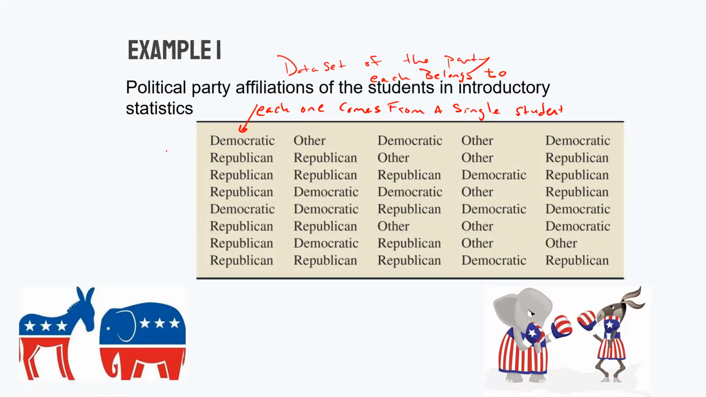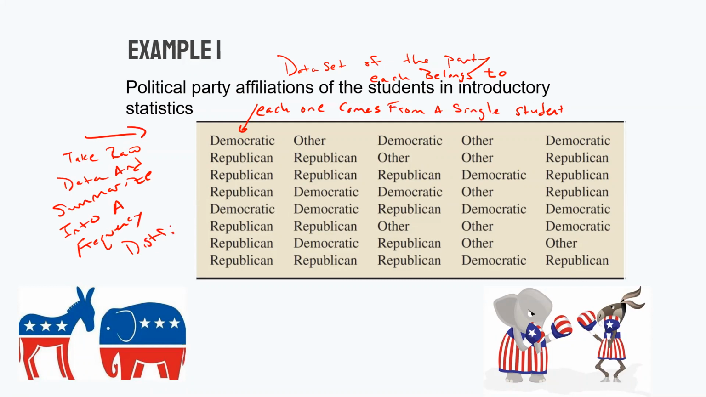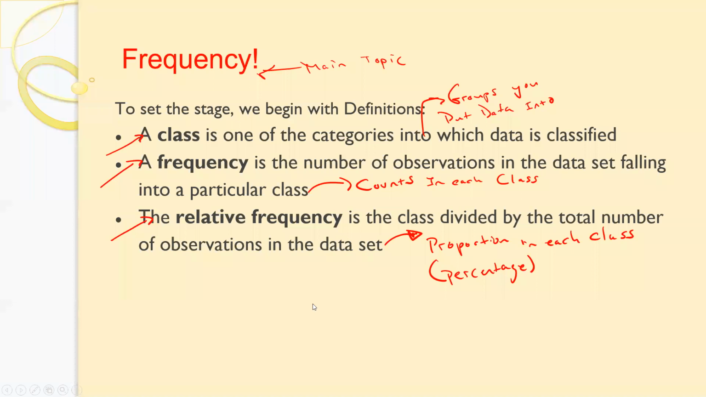Yeah. So what I'm getting at, going back, is I want to take this raw data and summarize it into a frequency distribution. If you look back, I'm going to scroll back for a second, the first thing I need to do is figure out the classes, the categories into which I'm going to put data.